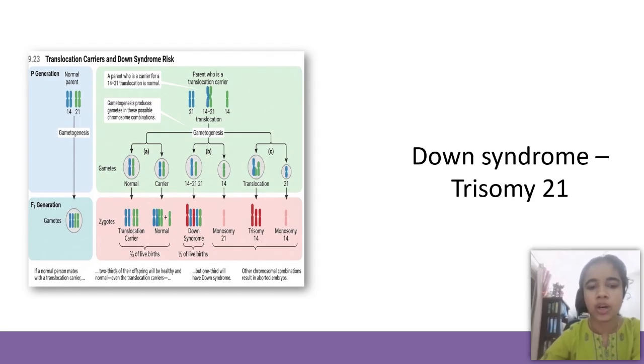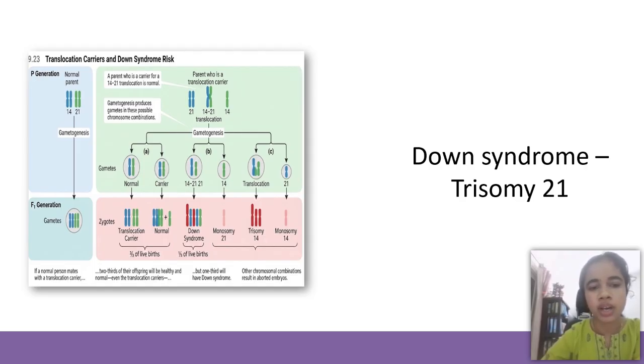Now one of the rarer cases is mosaic Down syndrome. In mosaic Down syndrome, not every cell will have the extra chromosome 21. Some cells will have 46 chromosomes, which is normal, and others will have 47. So you might have milder symptoms. It depends on how many cells are affected.